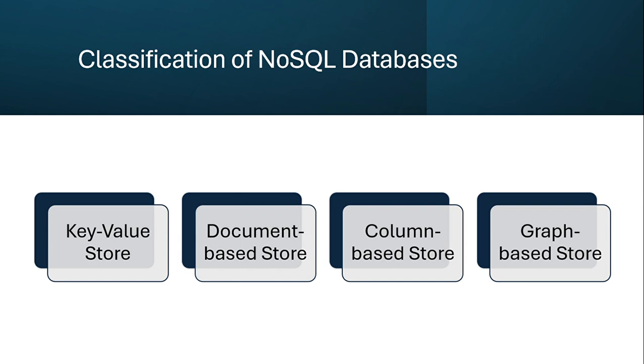And the final one is graph based store. It is a network database that uses edges and nodes to represent and store data, such as the Neo4j database. So this is all about the classification of NoSQL databases. In the next session, we are going to talk in detail about column based store, that is HBase.